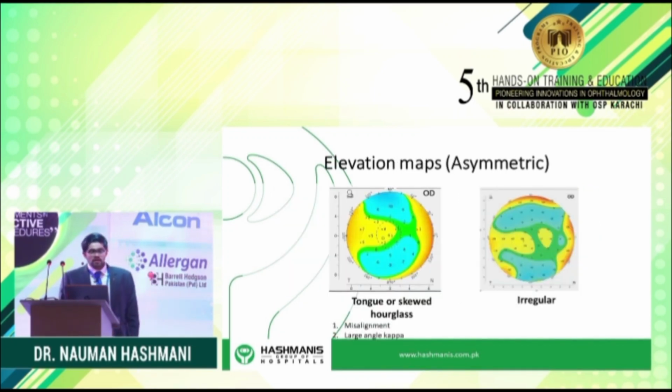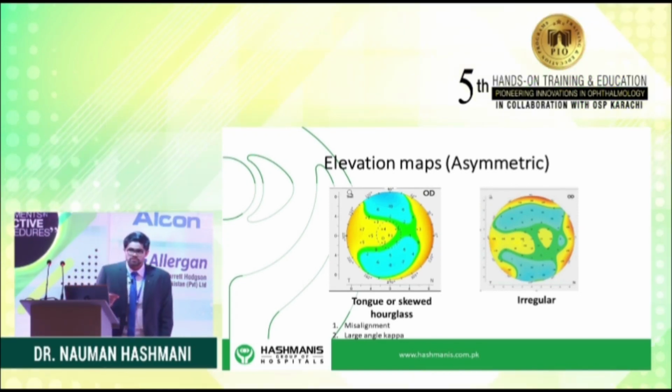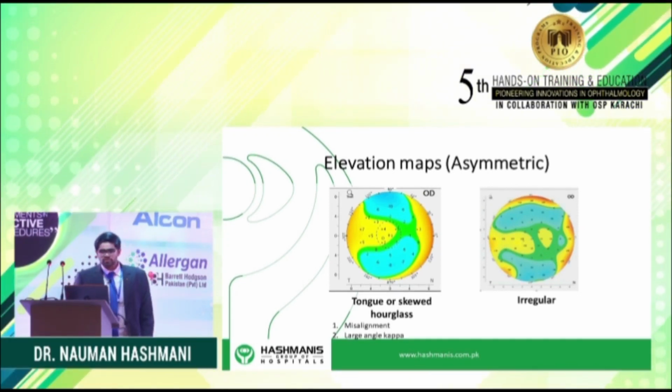Right? Then you've got a tongue or a skewed hourglass. Now again, just like the sagittal curvature, this can happen in a symmetric hourglass when you have misalignment or a large angle kappa. But elevation data is a lot less dependent on angle kappa. So these are a lot more valuable to you. And you can always see the position of the cone. And if you can see the position of the cone, you can be fairly certain that you have a keratoconic patient.